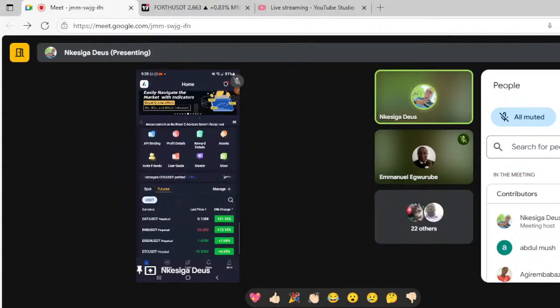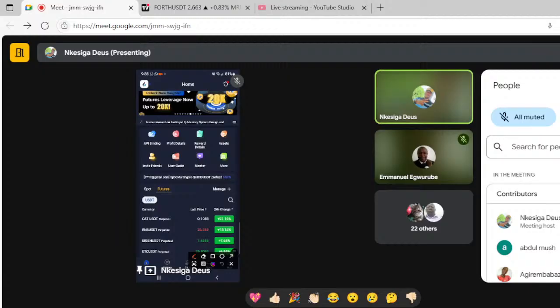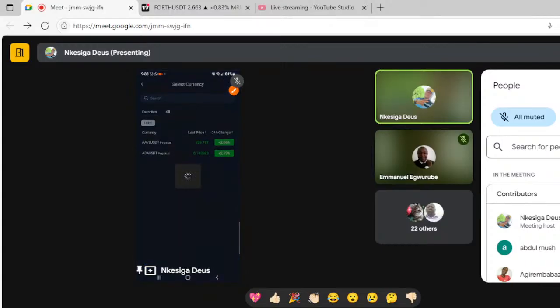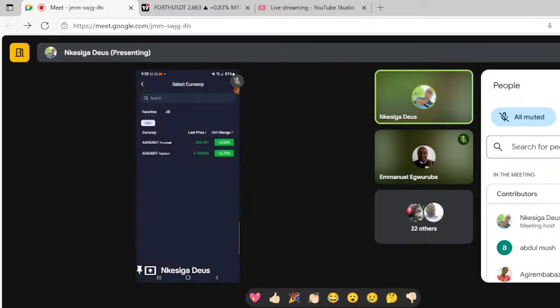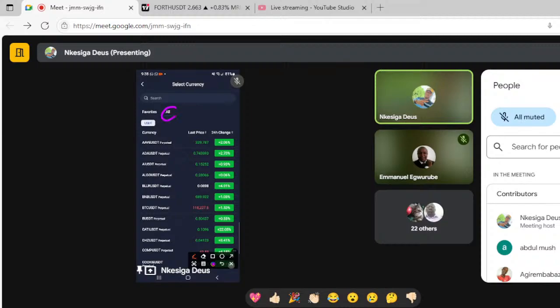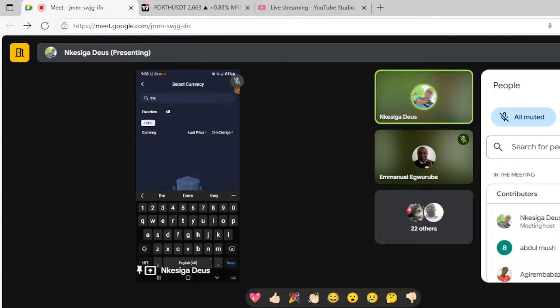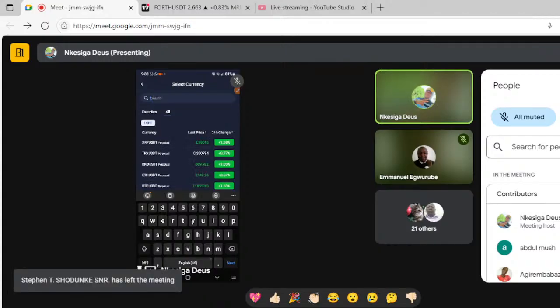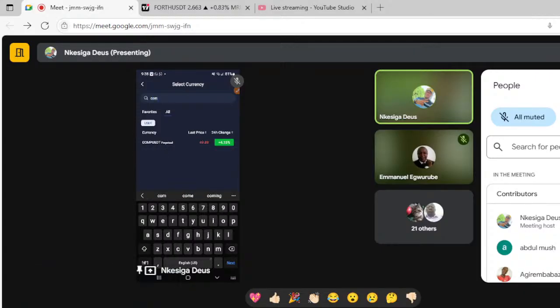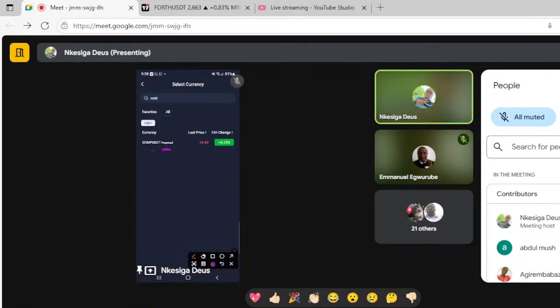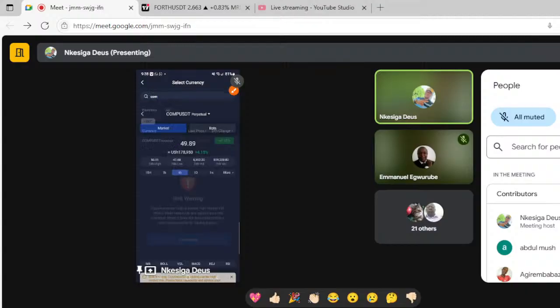So while you are searching for the coin that you want to trade on futures, of course you have to go to the part of futures and click search. When you click search, you click all at the top here. Then look for the coin that you want to trade. If you get it, then trade it. For example, COMP. COMP is here. You click it.